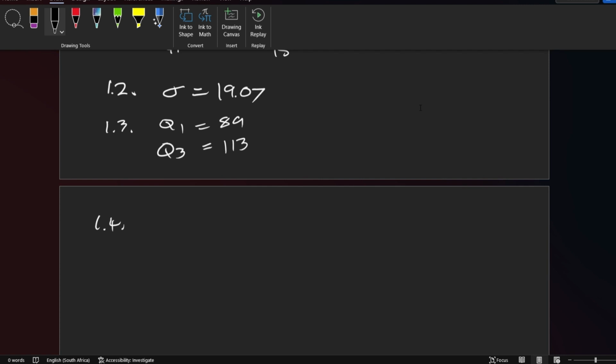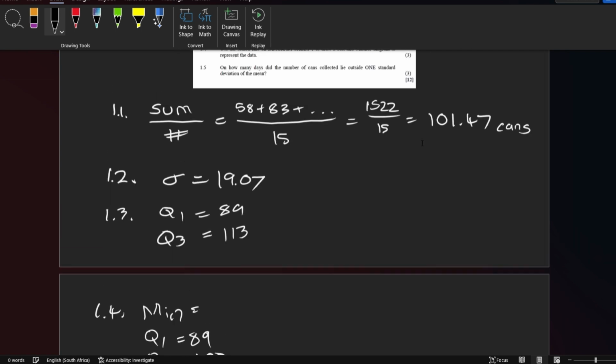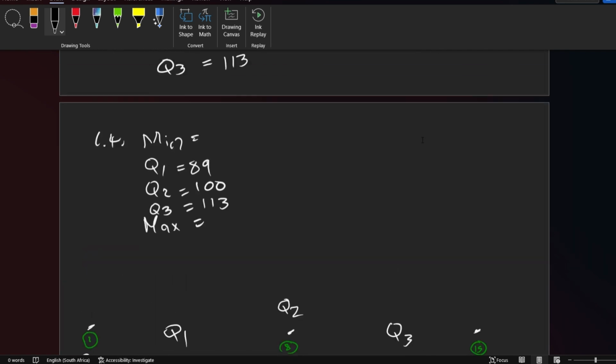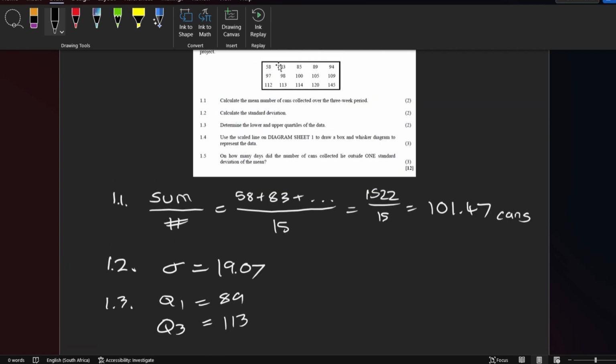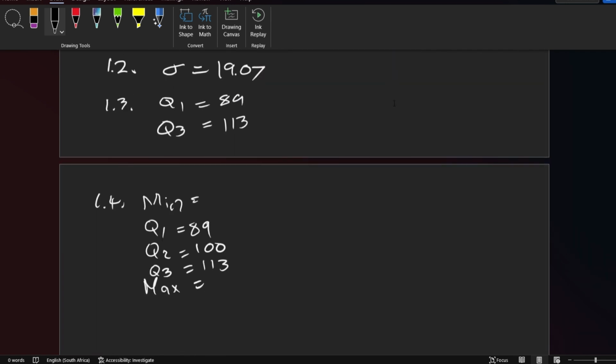So what we can do to help is we first write out our 5-number summary. Our 5-number summary we know is the minimum, the 3 quartiles, and then lastly the maximum. We've already identified our quartiles. So we have 89, we have 113, and we have 100 as the median, quartile 2, and then our minimum will obviously be 58, our maximum will be 145. So minimum is 58, maximum is 145. Now using our 5-number summary, we can construct our box and whisker.